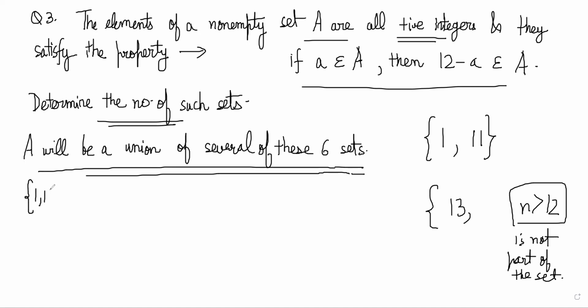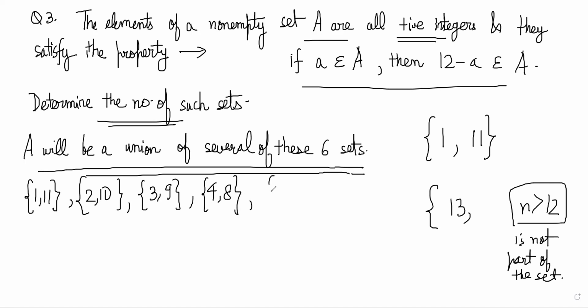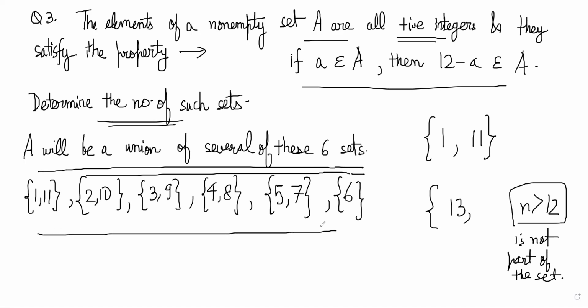The 6 sets are {1, 11}, {2, 10}, {3, 9}, {4, 8}, {5, 7}, and just {6}. A could be a union of one or more of these 6 sets. Why? You cannot have any other number other than this.